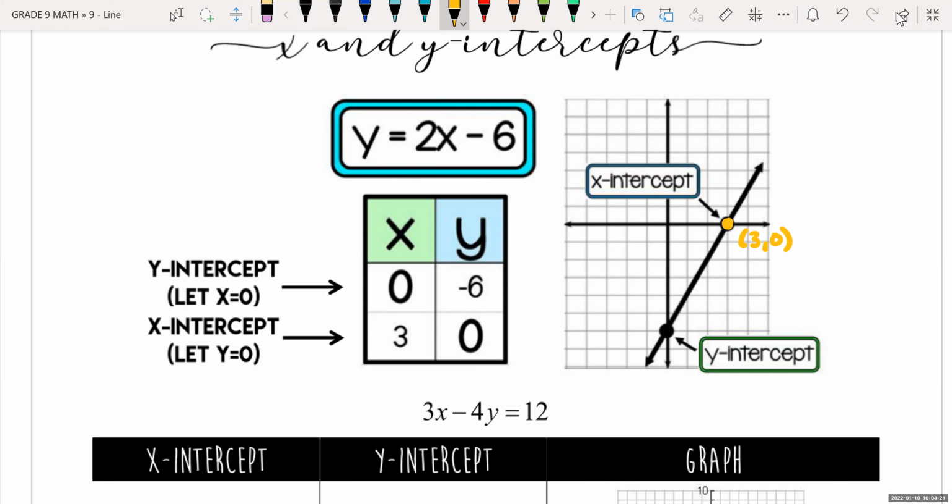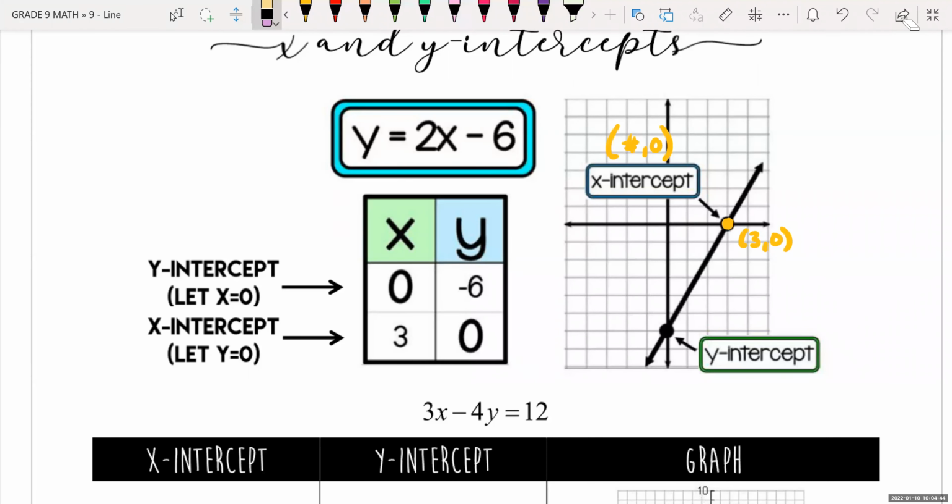So if it was going through here, it would be -1, 0. If it was going through here, it would be -4, 0. If it was going through here, it would be 1, 0. So the trend is for the x-intercept, it's always going to be a number. And then the second value, the y value, has to be a 0. Okay, so that's a little bit of a helpful hint for you when we do these questions.